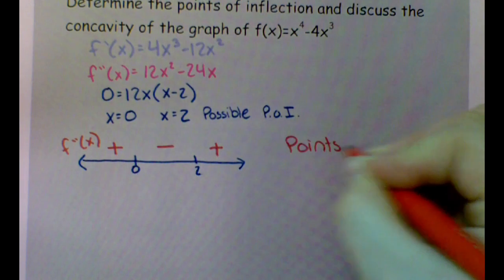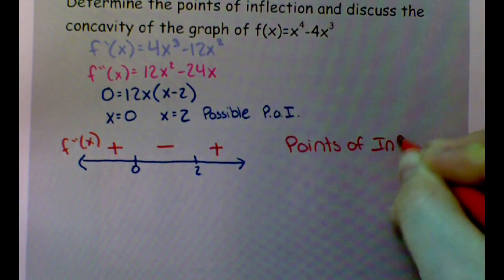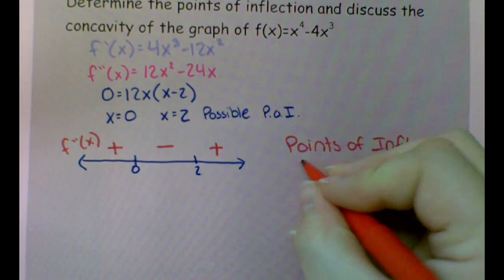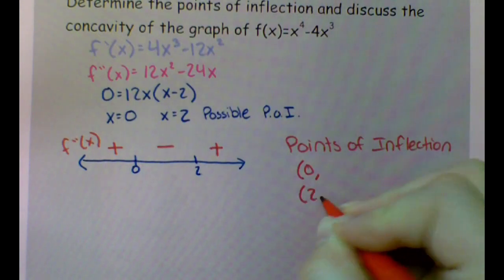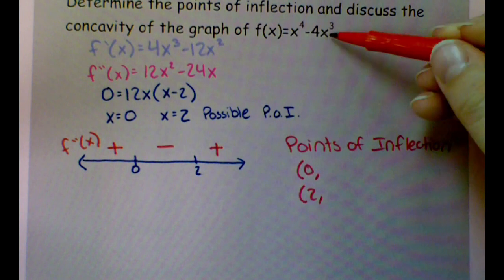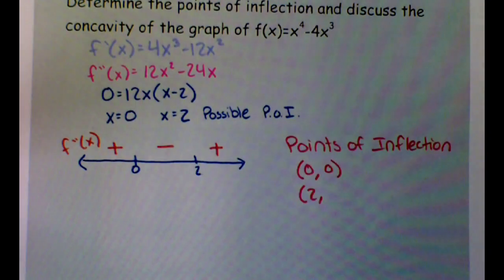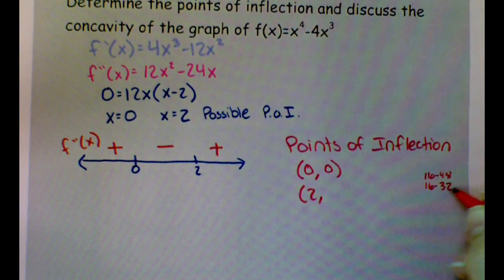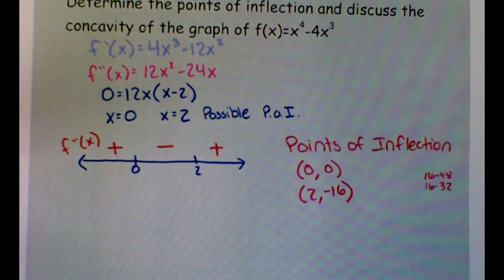So our points of inflection, which remember you can shorten to POI if you want. 0 and 2 are my x values. Plug those into the original to get the coordinate. If I plug in 0, I get 0. If I plug in 2, I get 16 minus 4 times 8, 16 minus 32, negative 16. Doing those in my head here.